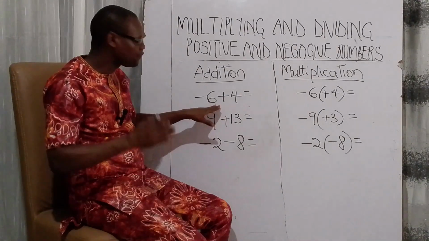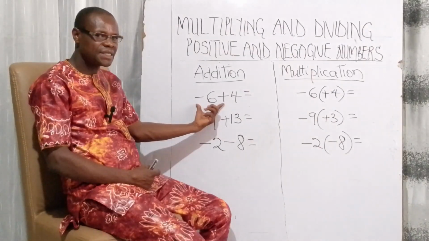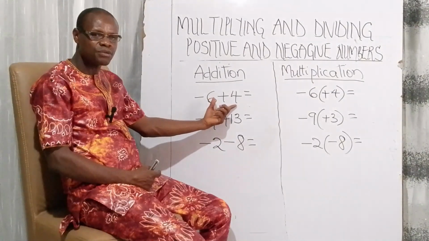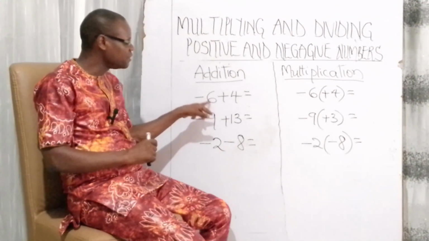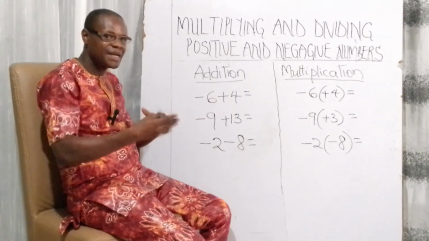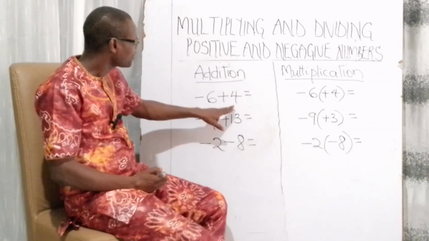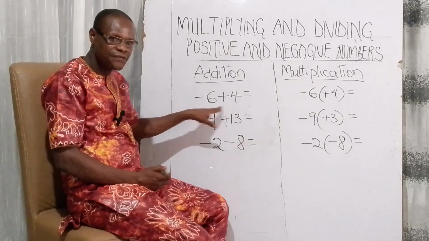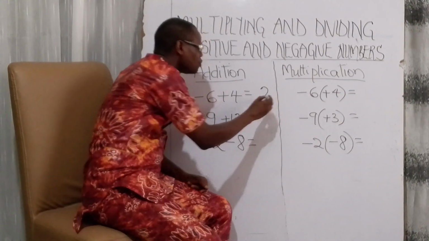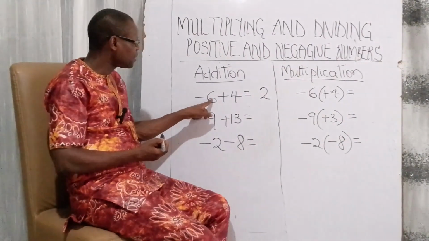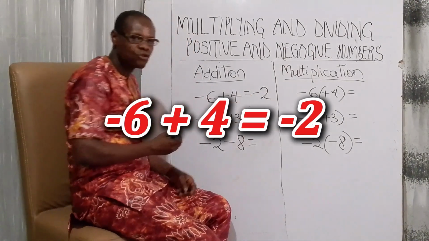So in this case here, if you follow our previous video, I told you that where the signs are different, what we just need to do is to subtract the smaller number from the bigger number. We now consider the sign of the bigger number. That is the simple trick behind adding positive and negative numbers. So here, when you subtract 4 from 6, 4 is smaller than 6, what we have is 2, but the sign of the bigger number, which happens to be 6, is negative. So therefore, our answer here is -2.